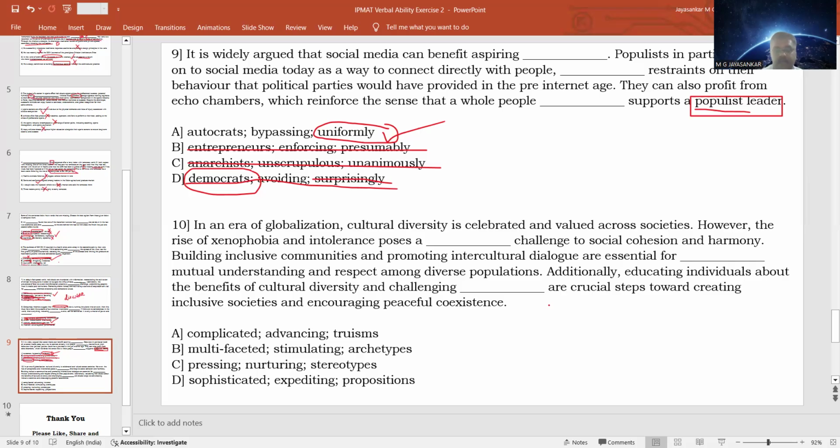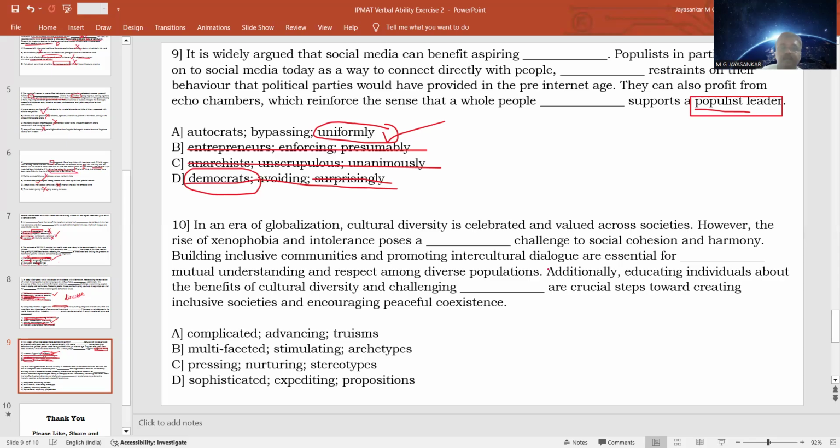This is not correct. You need to have social cohesion and harmony, for which there has to be intercultural dialogue and inclusive communities. You need to understand each other and respect diverse populations, and you have to educate individuals about the importance of cultural diversity and the importance of challenging the intolerance. This is the reason. So this is the essence. Now you have to see the options.